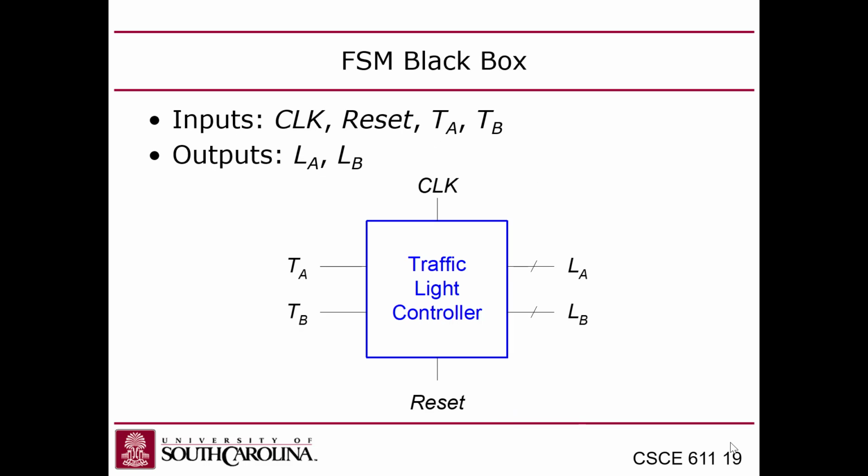So this just shows that again. There's a clock input, there's a reset input that resets it to a known state, and then you've got 2 1-bit inputs for the traffic sensors and 2 2-bit outputs. There should be a 2 there, but notice there's a little 45-degree line that signifies that each of those is multiple bits.